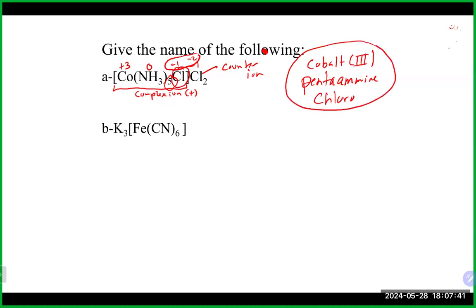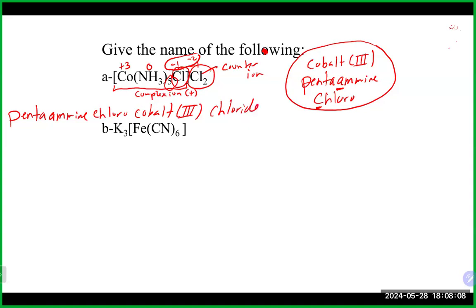So again, we're going to go alphabetical order first, and that would put the A before the C, and again, ignoring prefixes. So this would be pentaamminechlorocobalt, Roman numeral 3. And our Cl2 here is just going to be called chloride, regardless if there are 2 of them. No prefix or anything on that. We just call it chloride in this particular case.